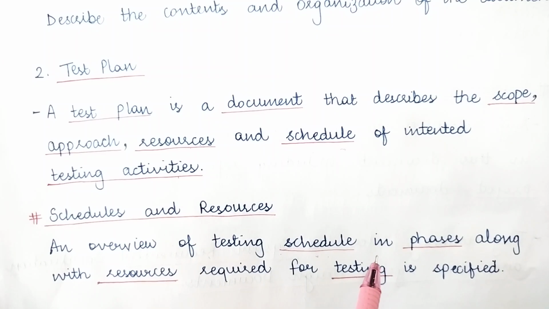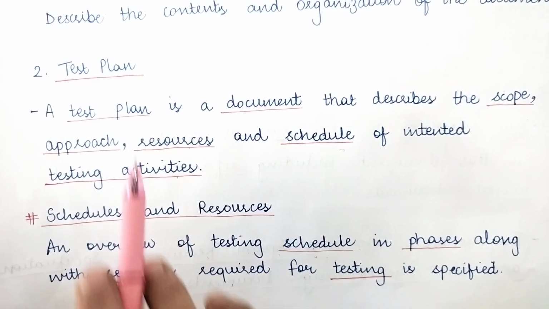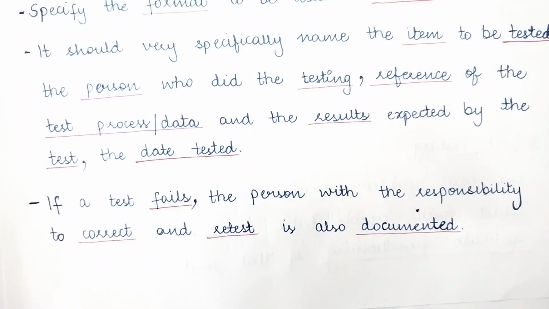Testing cannot be done all at once. It is done module by module, and it is done for all the modules together also. So, what all phases there would be for the testing is mentioned here in the schedules and resources portion, along with what resources would be required, because when you are doing testing, you require certain resources. So, what resources are required, what the schedule of the testing is, and in how many phases the testing would be done, all this is specified in the schedules and resources portion of the test plan.